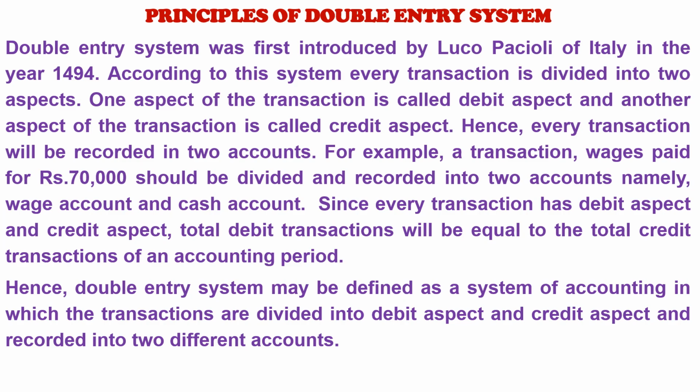and cash account. Since every transaction has debit aspect and credit aspect, total debit transactions will be equal to the total credit transactions of an accounting period. Hence, double entry system may be defined as a system of accounting in which the transactions are divided into debit aspect and credit aspect and recorded into two different accounts.